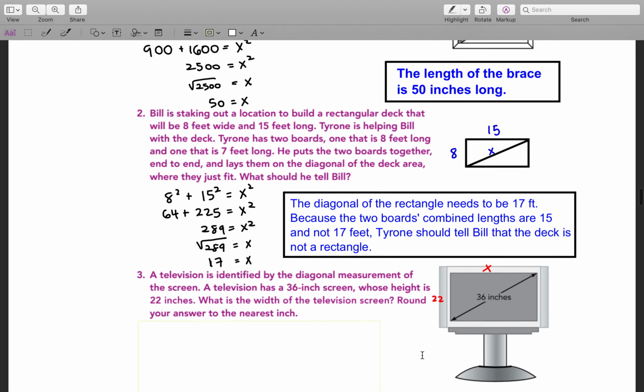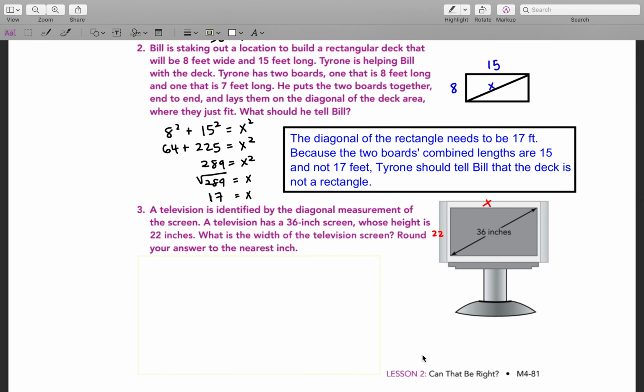Okay. Number 3, a television is identified by the diagonal measurement of the screen. A television has a 36-inch screen whose height is 22. So I've already labeled it for you right here, 22. And this would be the x, and 36. So the inch is measured by the diagonal. So what is the width of the television screen, which is x? Round your answer to the nearest inch.